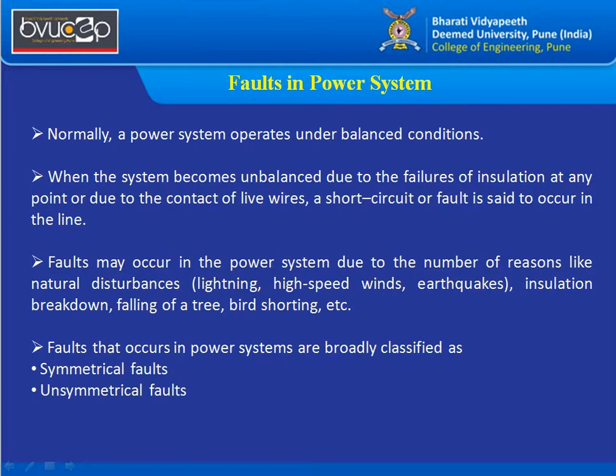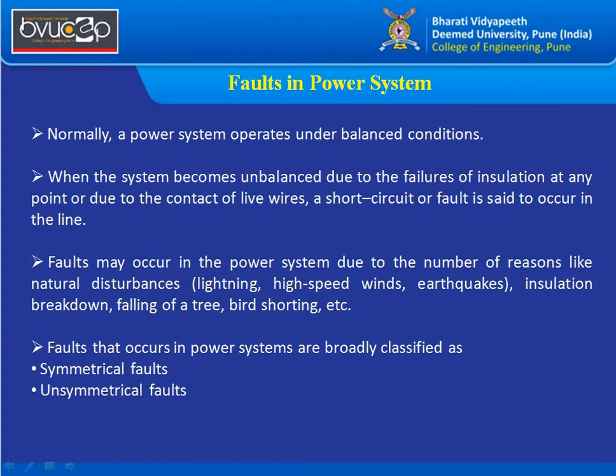Now in the faults, the power system, as we know, is a vast and complex power system in India. So normally a power system should operate under the balanced condition. Till the time the fault has not occurred, we can say the system is under balanced condition. But the moment a fault occurs in the system, it causes unbalance, and this can lead to various types of faults. This unbalance can be due to failure of insulation at any point, or due to live contact between two live wires, or a short circuit. Short circuit is said to occur on any of the transmission lines.